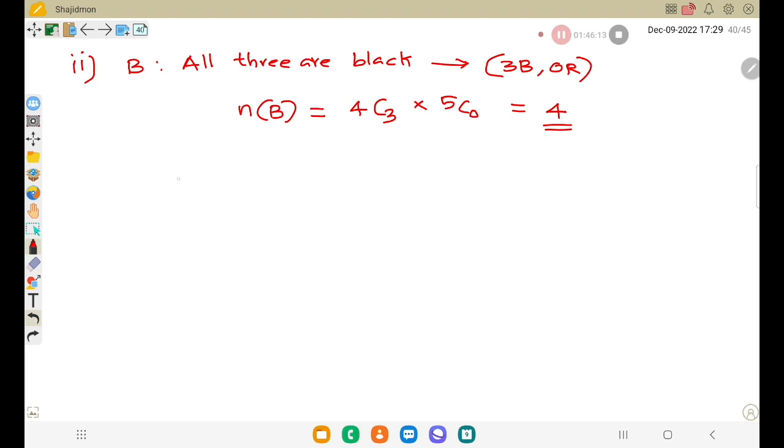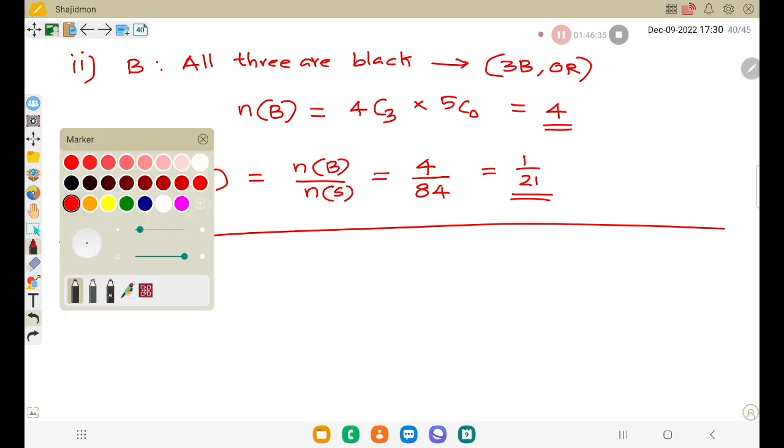Okay. So what is the probability that all 3 are black? Probability of B equals number of elements of B divided by number of elements of S. Number of elements of B is 4, divided by number of elements of S, which is 84. So you will get 1 over 21. Hope you understood the second part.